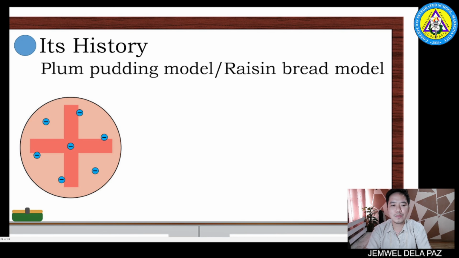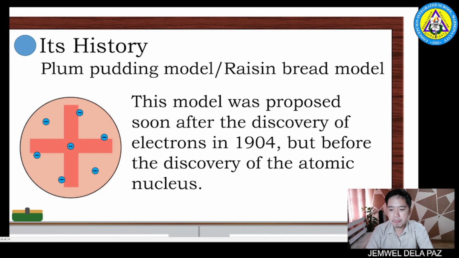The second model I would like to introduce to you is the plum pudding model or the raisin bread model. This model was proposed soon after the discovery of electrons in 1904, but before the discovery of the atomic nucleus. So therefore, during the proposal of this kind of model, the proponent already had the idea about the electrons, but he didn't know yet about the nucleus.